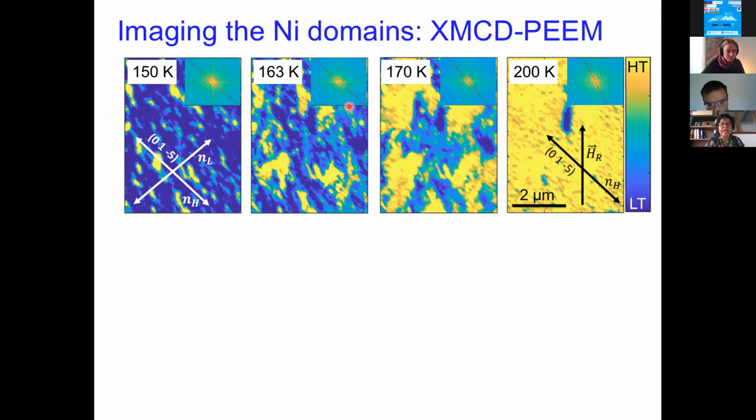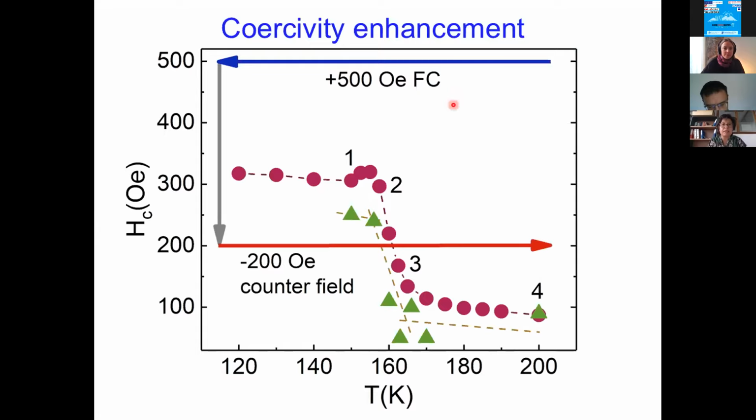What we did, let me go back here, is first, at high temperature, a field cool with this magnitude that you see here, which is well above the coercive field in the low temperature phase. Once we reach the lowest temperature in our experiment, we then apply a counter field. This counter field is of the magnitude you see here, and it is actually less than the coercivity in the low temperature phase. This will become relevant later in the discussion.